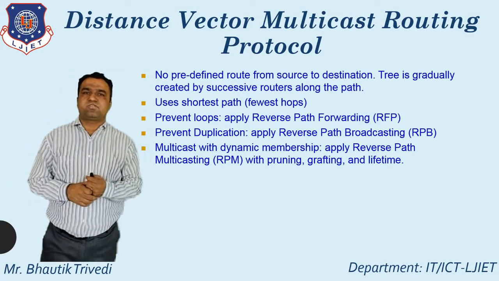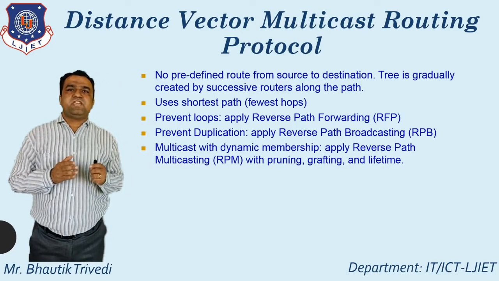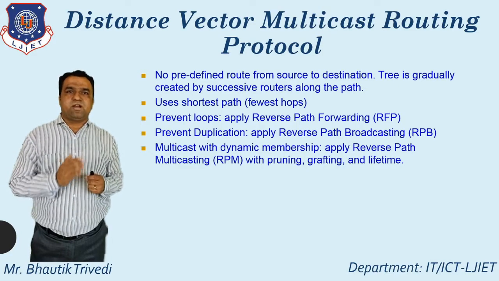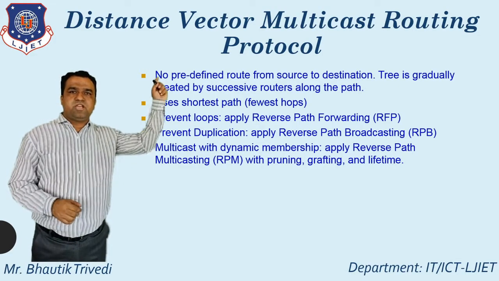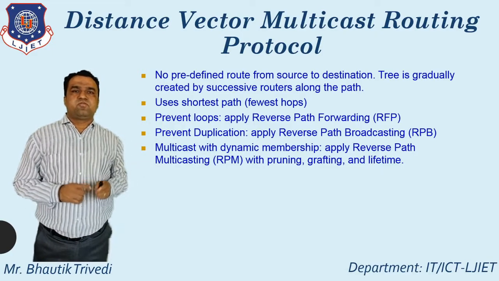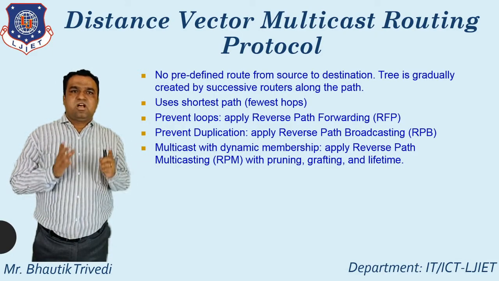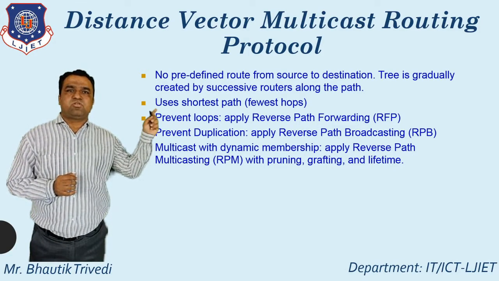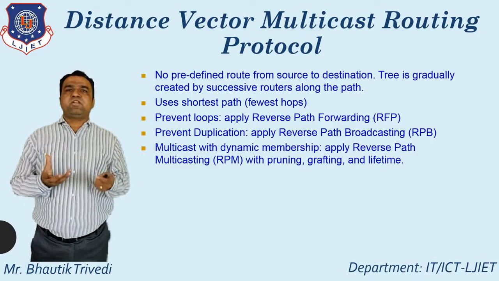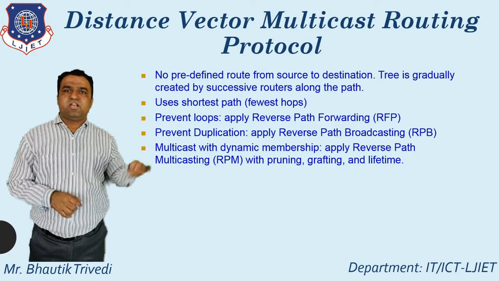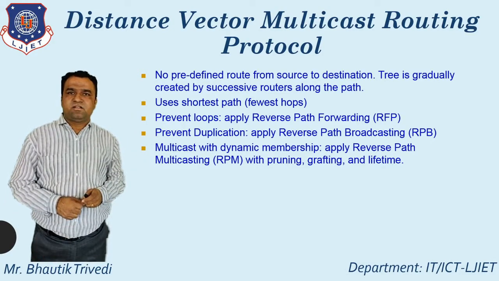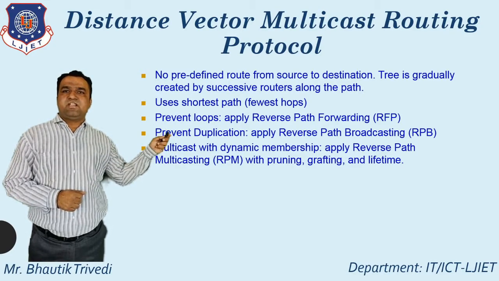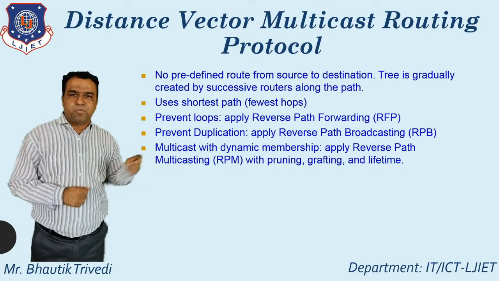Here you can see the first one, DVMRP. What is the meaning of DVMRP? Distance Vector Multicast Routing Protocol. Here there is no predefined route from source to destination. The tree is gradually created by successive routers along the path, using the shortest path. What's the advantage behind that? Mainly two advantages here: preventing loops and preventing duplication.